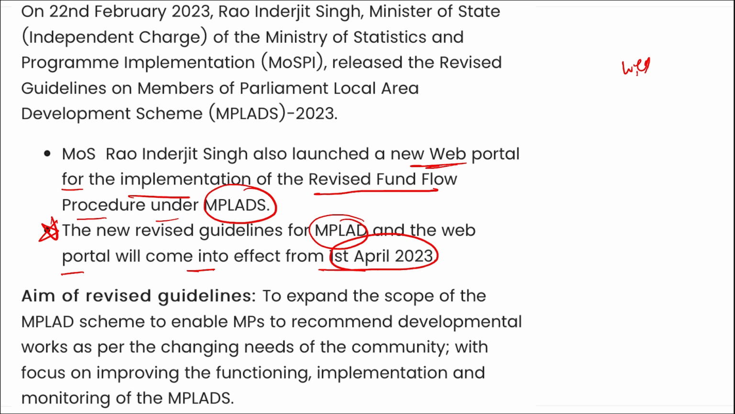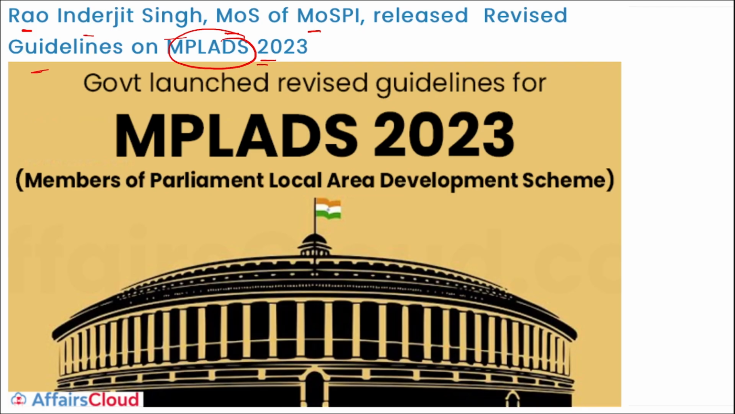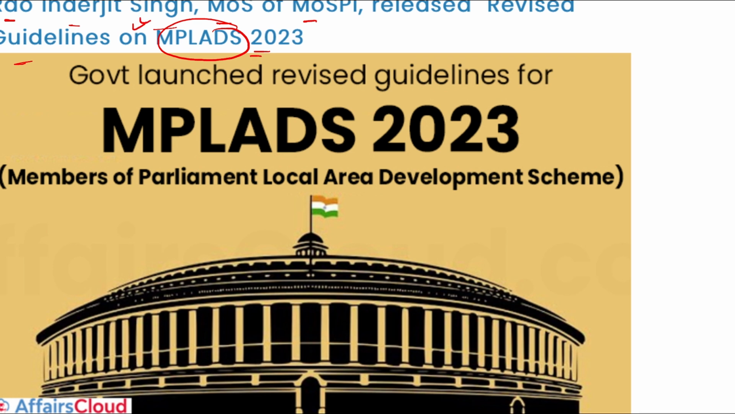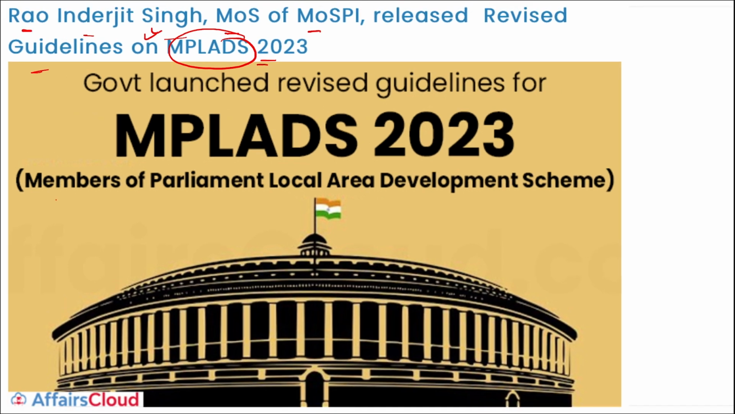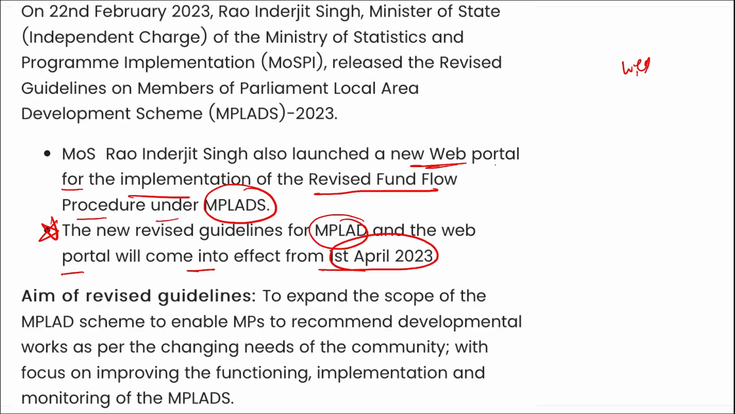What is the new aim of the guidelines? The aim is to expand the scope of this MPLADS scheme, and this will enable the Members of Parliament to recommend development works as per the changing needs of the community. Alright, so mark this, it is your Rao Indrajit Singh who has launched these revised guidelines on Member of Parliament Local Area Development Scheme, and here they will be suggesting the various development work for the community that needs to be done with the changing times. And also a web portal, that means a portal is a website, was launched for the same.